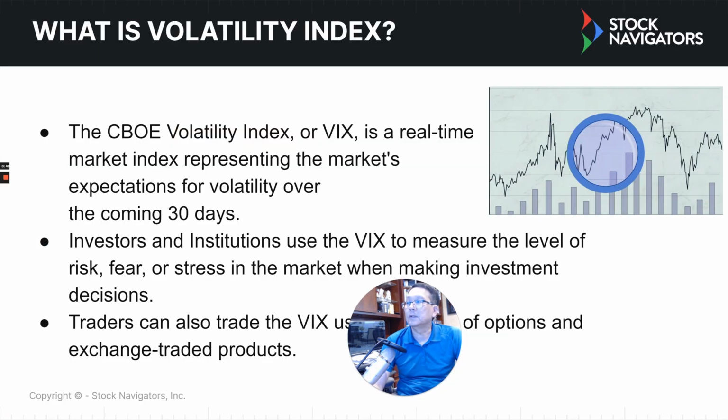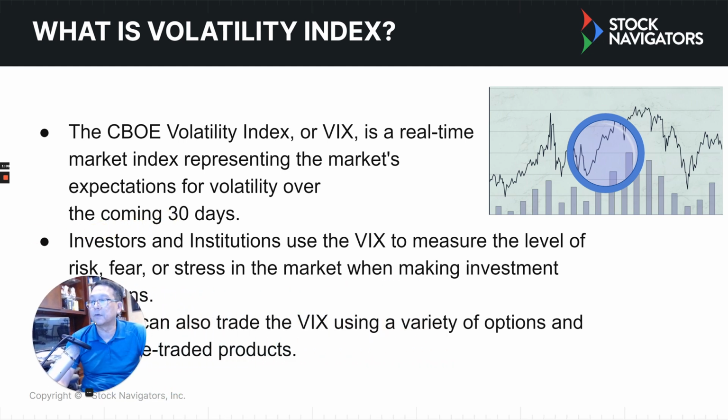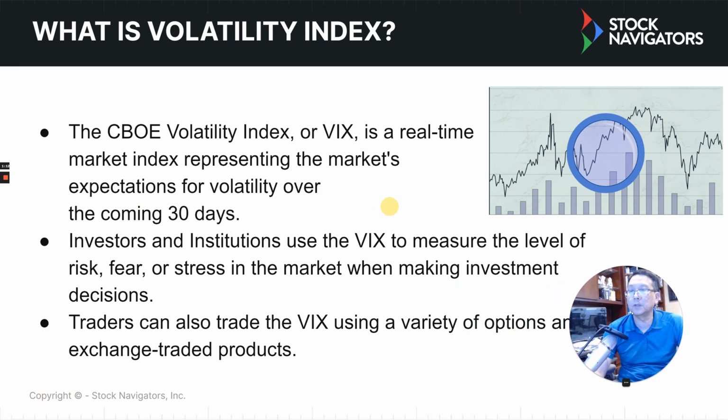Okay, so what is the volatility index? The CBOE Volatility Index, or VIX, is a real-time market index representing the market expectation for volatility over the coming 30 days. Investors and institutions use the VIX to measure the level of risk, fear, or stress in the market when making investment decisions. Traders can also trade the VIX using a variety of options and exchange-traded products.